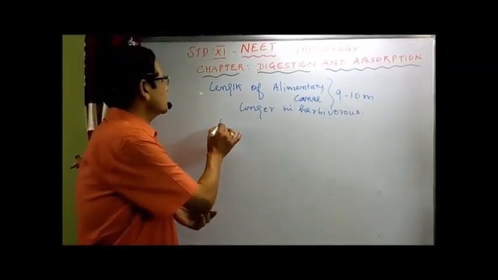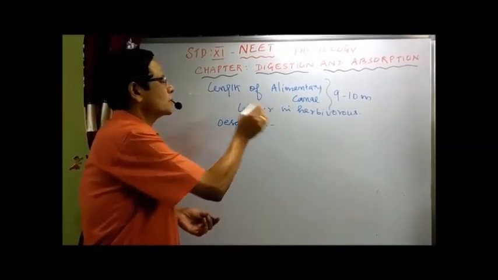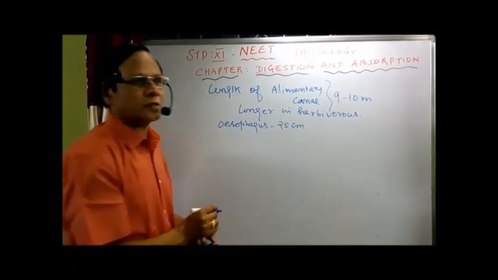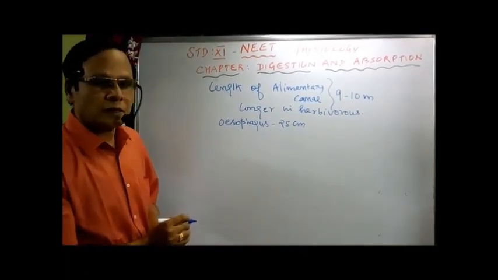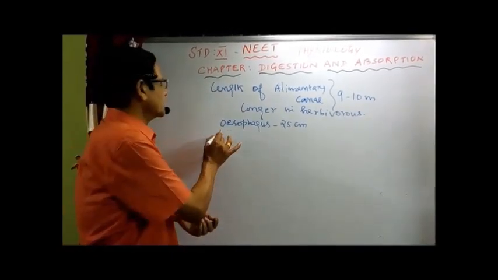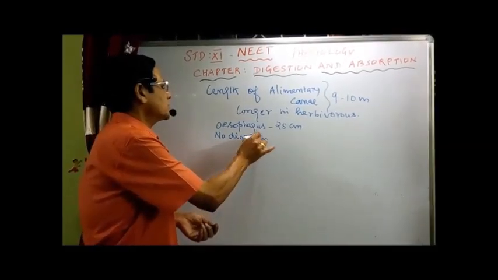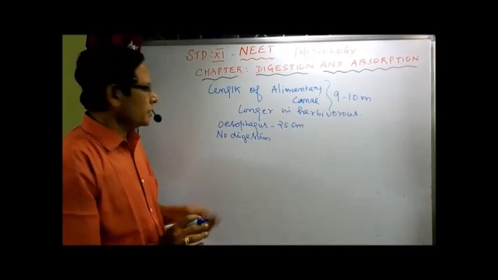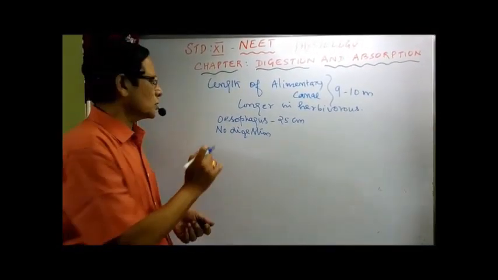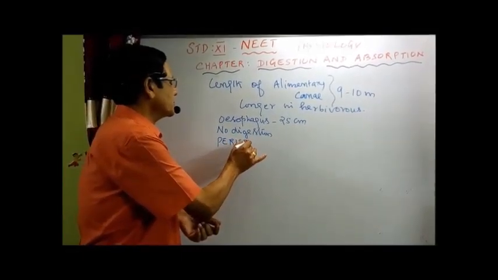We are starting with the esophagus. The length of the esophagus is about 25 centimeters. Again, esophagus is the place where no digestion takes place. Here the food is propelled down by means of peristalsis.